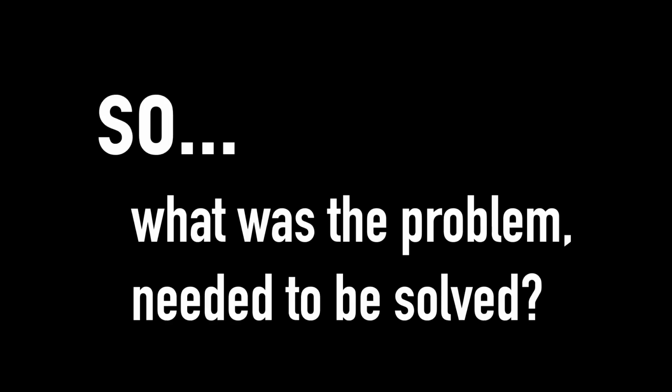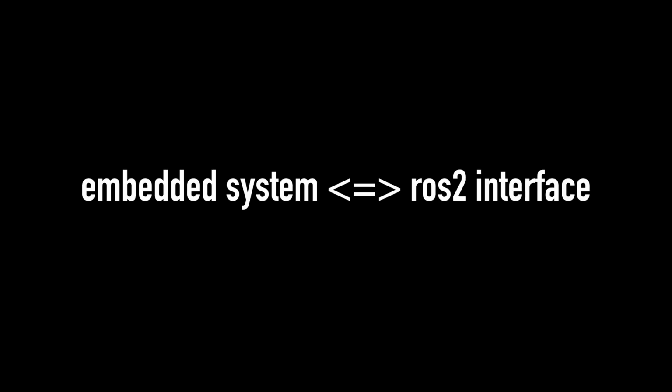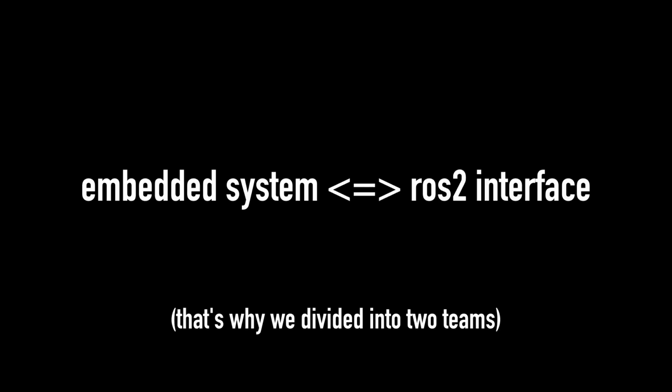So, what was the problem we needed to solve? Our goal was to design and implement a control system that could regulate the angular velocity of a DC motor while maintaining efficient communication between an embedded system and a ROS2 based high level controller. This meant ensuring the motor responded accurately to commands and that the system remained stable under different conditions.